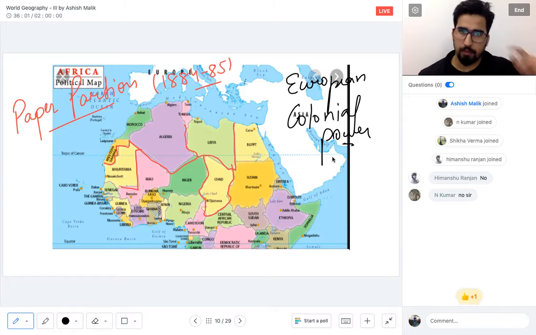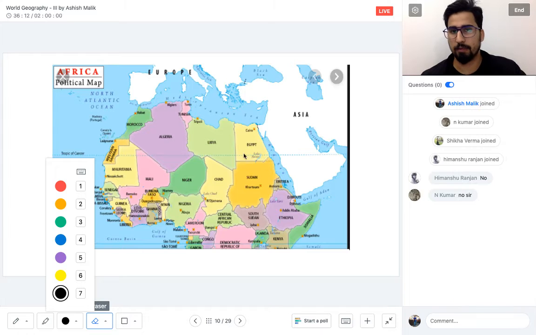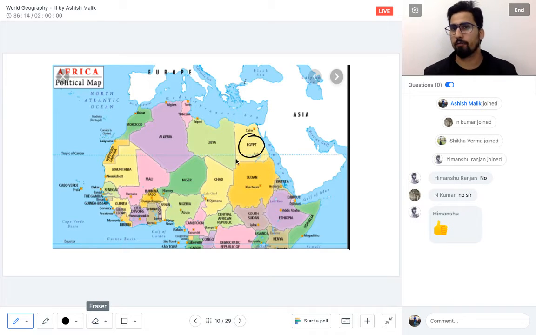So we have seen the colonial history, we have seen the colonial exploitation so far in the map of Africa. What else to cover, guys? Yes, now we have to see. Now look at the country Egypt. Egypt is a very important country, right? Egypt, of course, it has the Egyptian civilization.